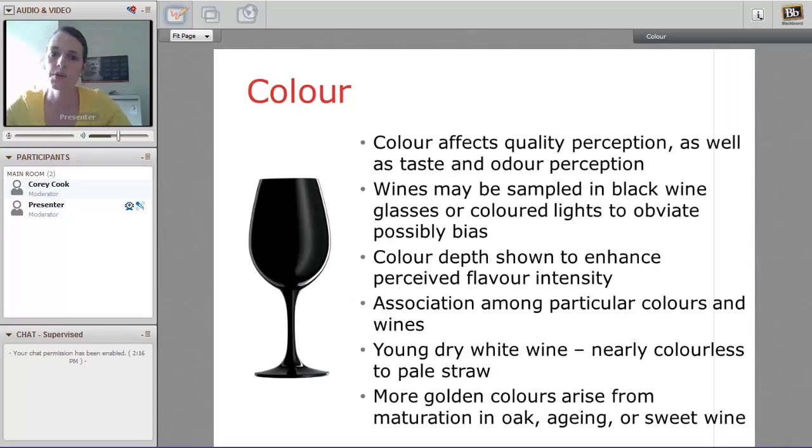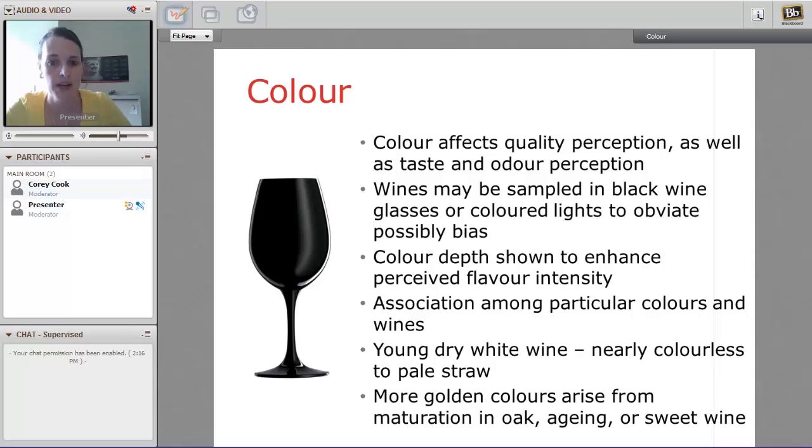So color affects quality perception as well as taste and odor perception. So it can affect what we think of the quality. Again, if you have a young table wine and it's golden colored, that might make you think, oh, this is not a table wine, this is a dessert wine, or it's very oxidized. So you get these ideas even before you've tried the wine. And when you sit down and start sniffing and actually evaluating the wine, and you have these preconceived ideas, that doesn't really help matters.